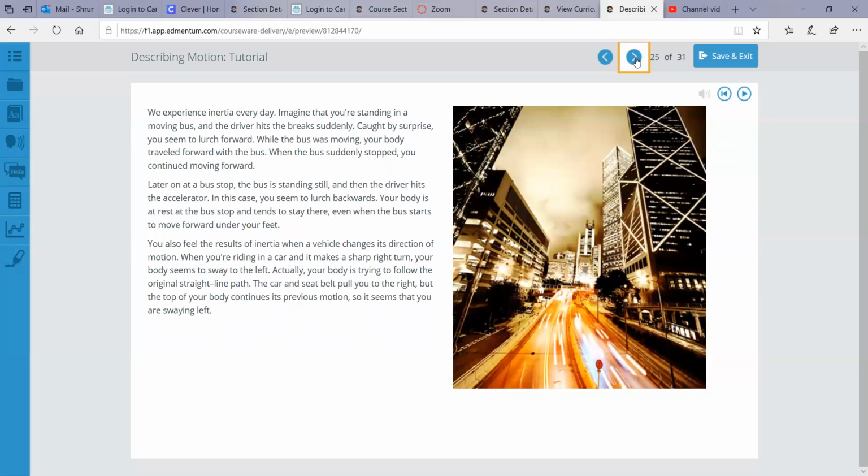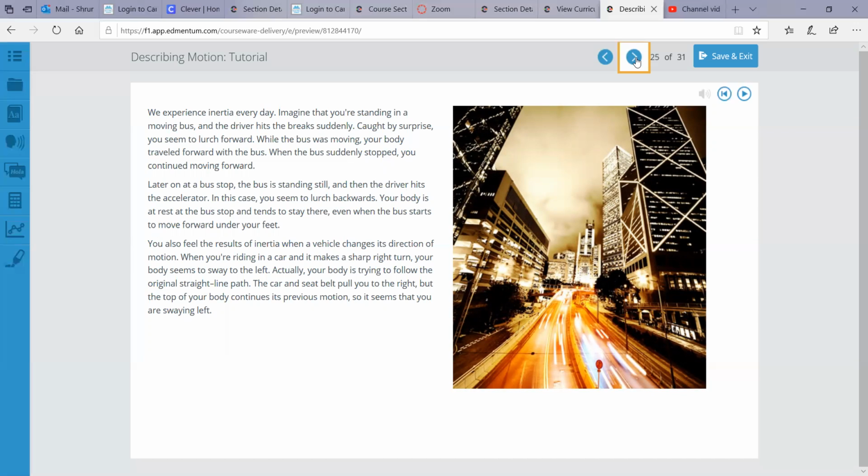Later on, at the bus stop, the bus is standing still and then the driver hits the accelerator. In this case, you seem to lurch backwards. Your body is at rest, and then the bus starts to move, and then your body wants to stay where it was. But now you're on a moving bus again. So you feel the results of inertia when a vehicle changes its direction of motion.